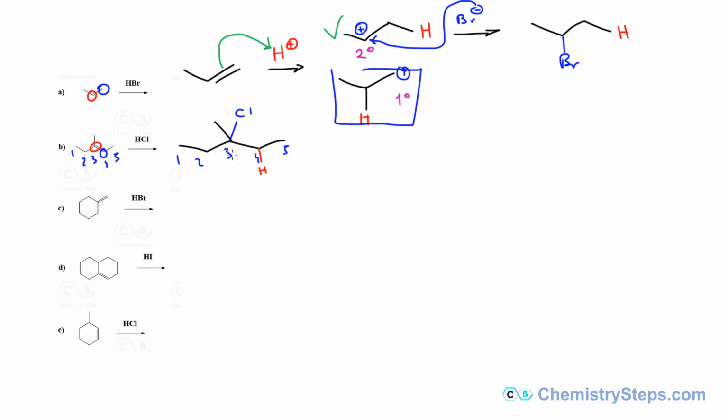And so that'll be the major product, and that's the Markovnikov product again here. Now we're going to do the same thing here. We have the anti-Markovnikov position, and we have the Markovnikov position here. So then in the product, the Br is going to be on the Markovnikov position, and we can simply put a Br here.